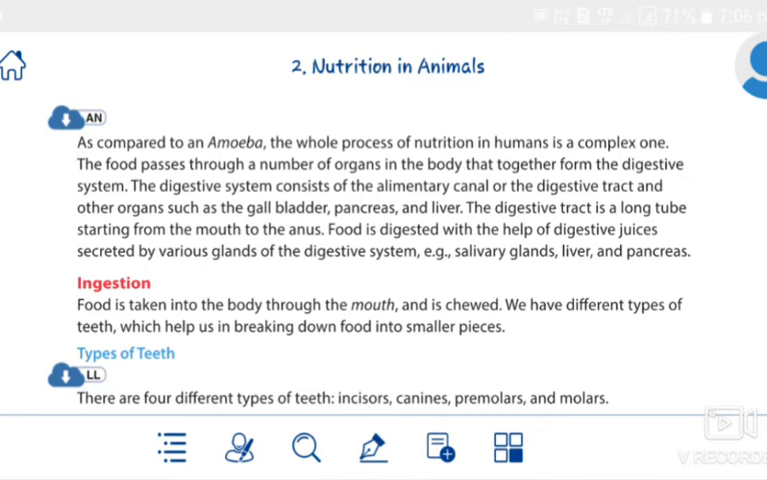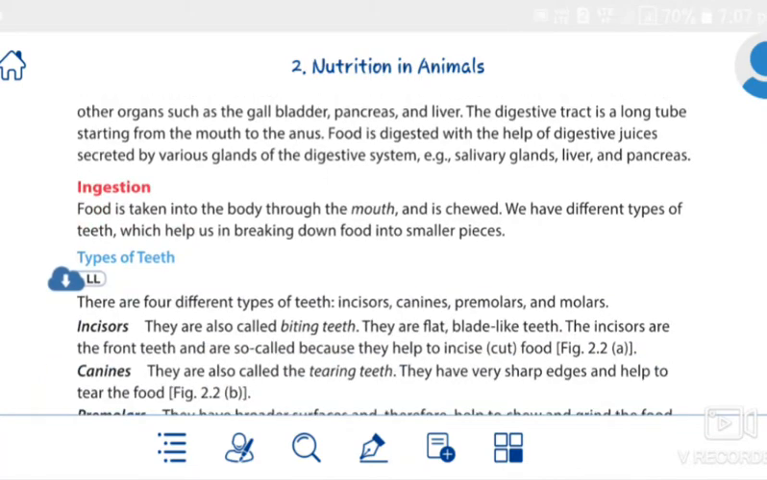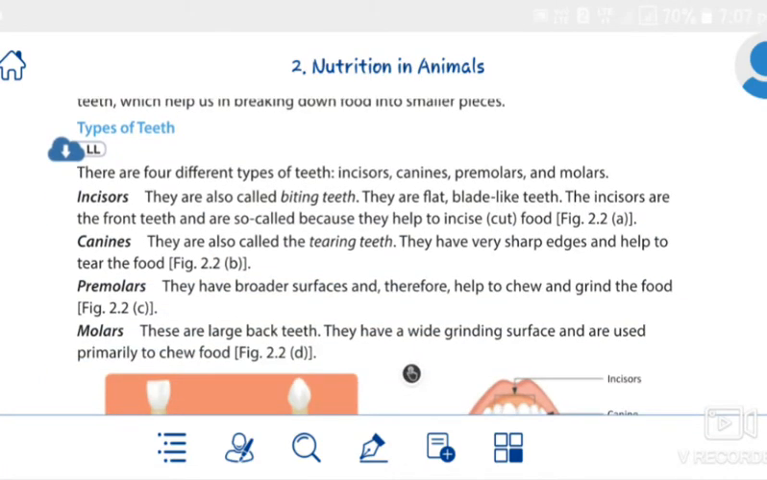Already we know that, right? So here first we studied about teeth, the types of teeth. There are actually 4 different types. What are they? Incisors, canines, premolars and molars.